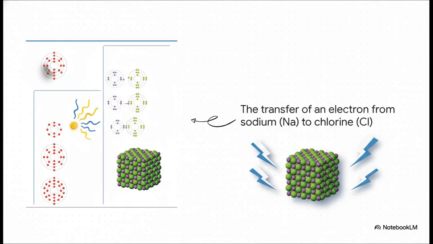A perfect example of this is plain old table salt. You have a sodium atom that's just desperate to get rid of its one lonely outer electron. And you have a chlorine atom that would love just one more electron to feel complete. So sodium gives its electron to chlorine. Now sodium's positive, chlorine's negative, and click, they snap together. Do that billions and billions of times and you get a beautiful little salt crystal.